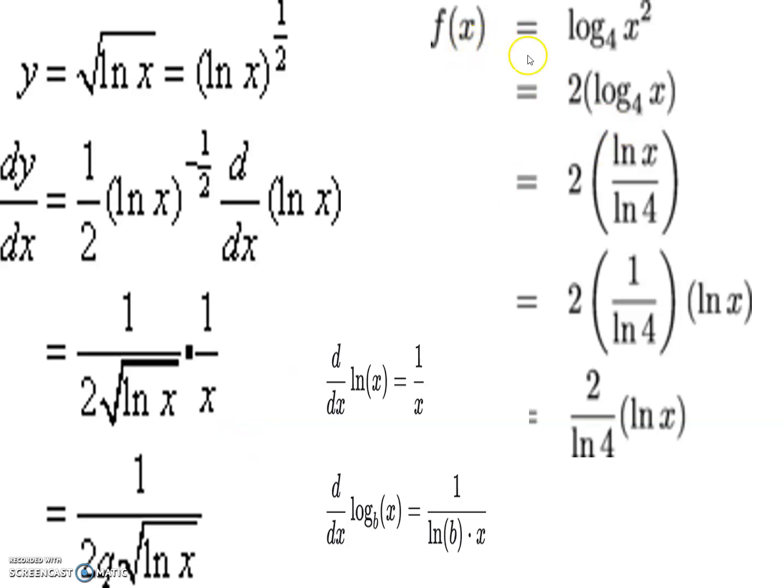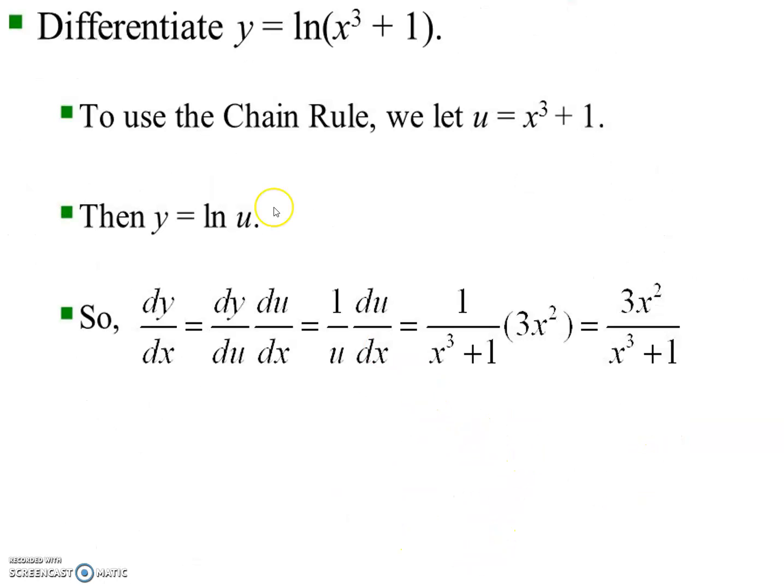Now let us check f of x is equal to log x to the base 4, raised to 2. We know that log x raised to y is y log x. So 2 goes this side, log x to the base 4 remains the same. Now we have to apply the chain rule, ln x upon ln 4. Now 1 upon ln 4 is constant, ln x remains. Now we have to take the derivative of ln x, which is 1 upon x. So we derive the final answer: 2 upon ln 4, and the derivative of ln x is 1 upon x. It is the final answer.